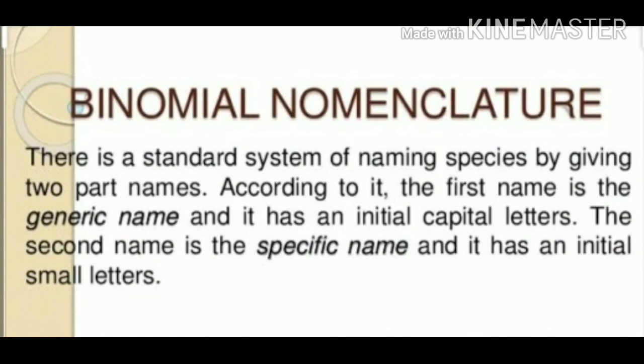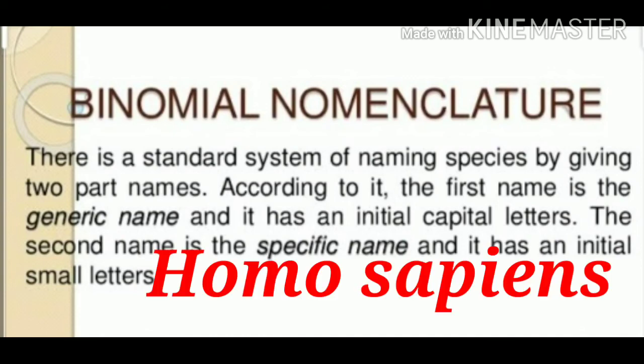For example, the scientific name of human beings is Homo sapiens. It has two names, Homo sapiens. Homo is the generic name and sapiens is the specific name.